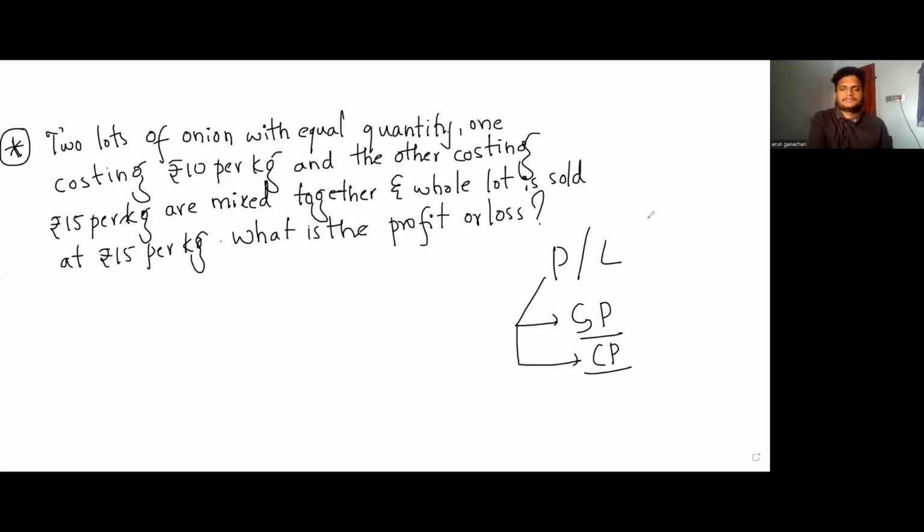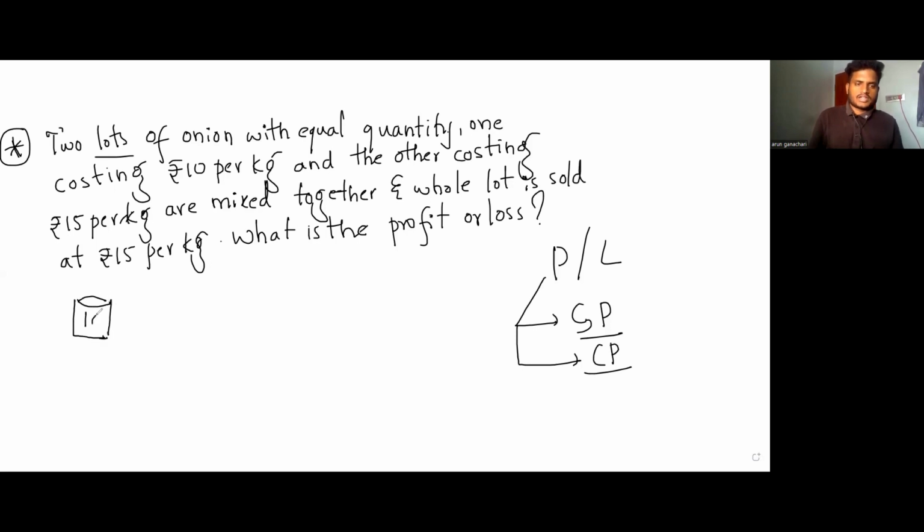How much are you getting? All you have to find is cost price and selling price. Understand what is happening here. There are two bags of onion. Lots, that is, bags. You can imagine it as bags. So there are two bags of onion.